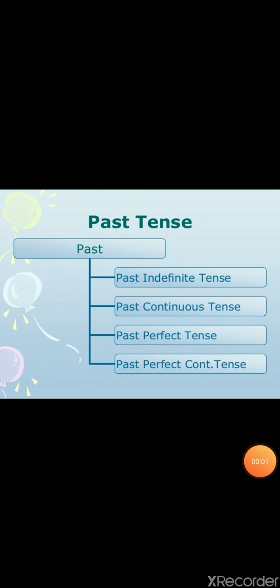So simple past tense is another classification of past tense based on the 4 aspects which we have done in all the tenses. That is indefinite tense. Indefinite means we do not know when the thing happened, when the action happened. Past continuous, something is in progress. Past perfect means fully completed. Past perfect continuous, continuity also, and the completion as well. Okay, it shows.